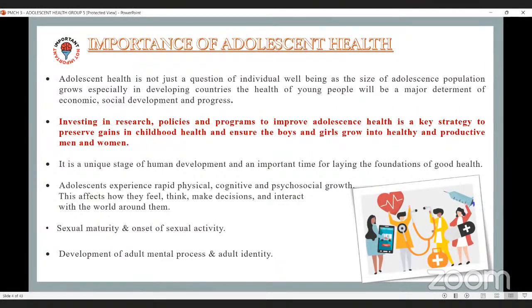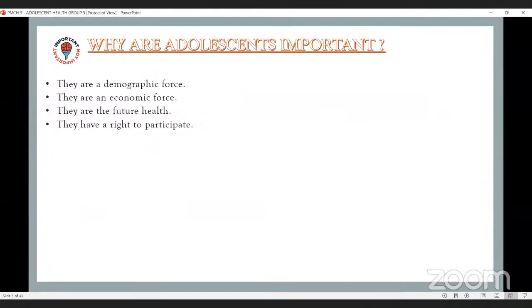It is a unique stage of human development and an important time for laying the foundations of good health. Adolescents experience rapid physical, cognitive, and psychosocial growth that affects how they feel, think, make decisions, and interact with the world around them, with sexual maturity and onset of sexual activity, and development of adult mental processes and adult identity. Next slide. Why are adolescents important? Because they are a demographic force, an economic force, they are the future of health, and they have the right to participate. Next slide.